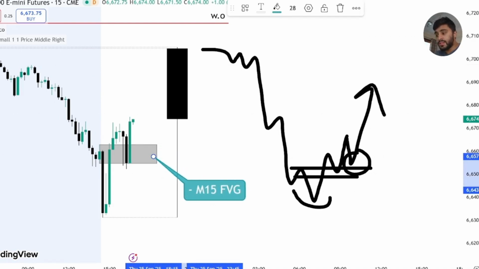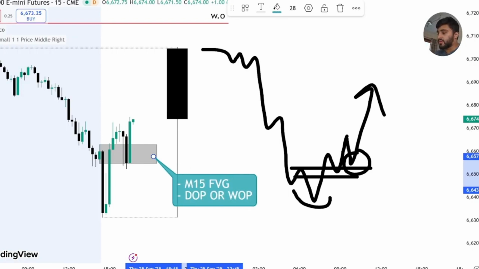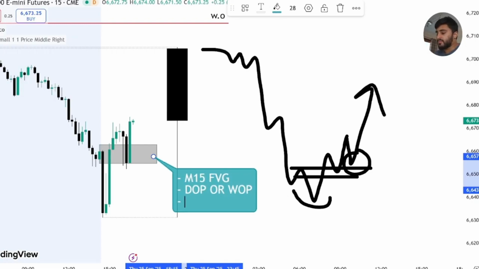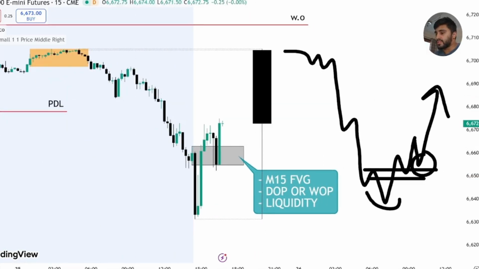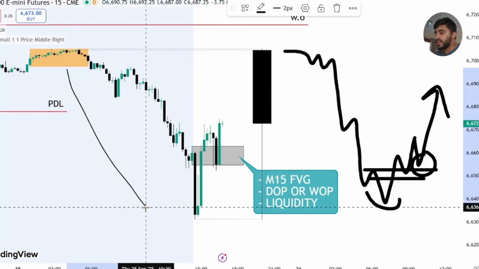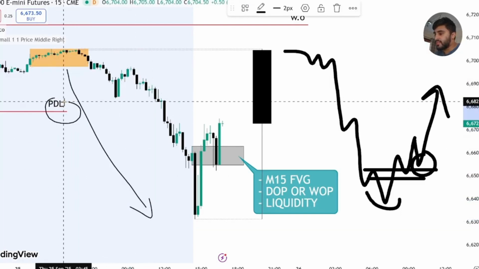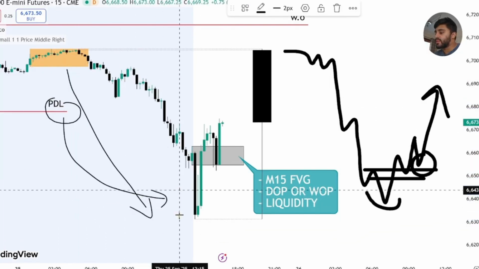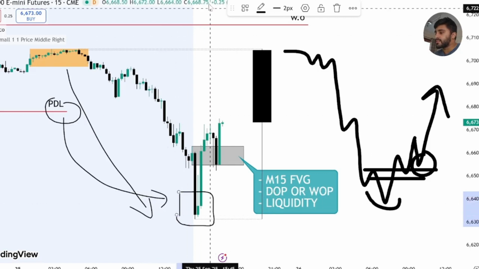We're looking for a 15-minute fair value gap. We want to be below the daily opening price or the weekly opening price. And we want to have taken out some kind of liquidity, right? Liquidity isn't a must, but it's definitely a good confluence. In this case, we have two spots of liquidity. Asian range taken out, previous day low taken out. So we have both of these liquidity areas over here.